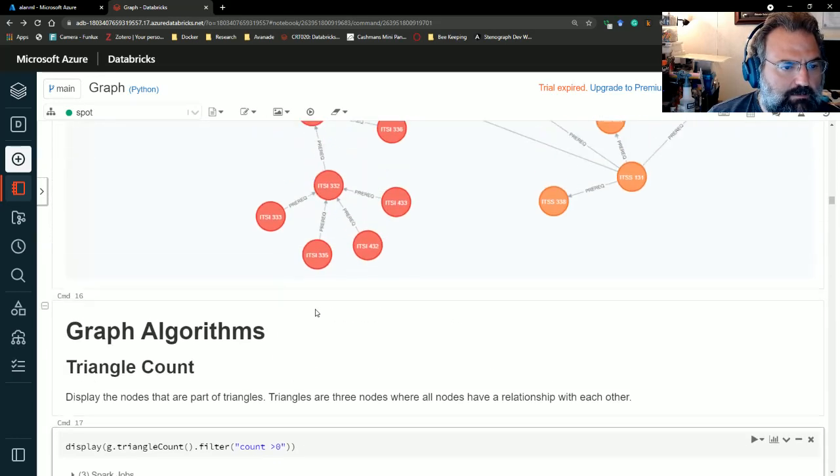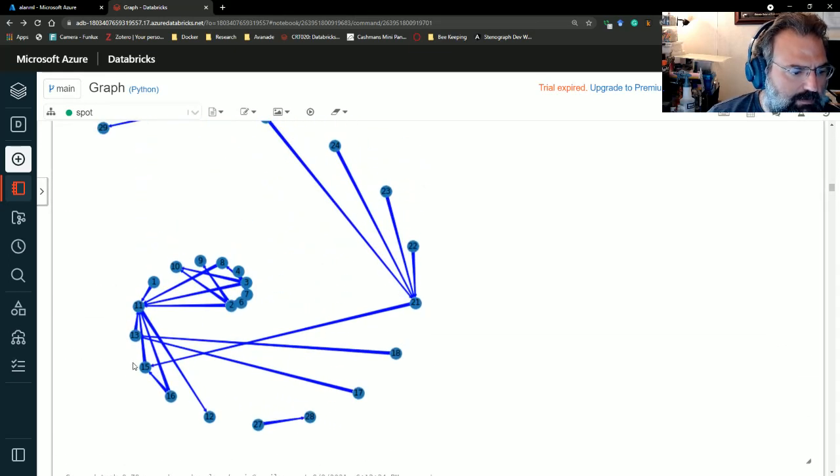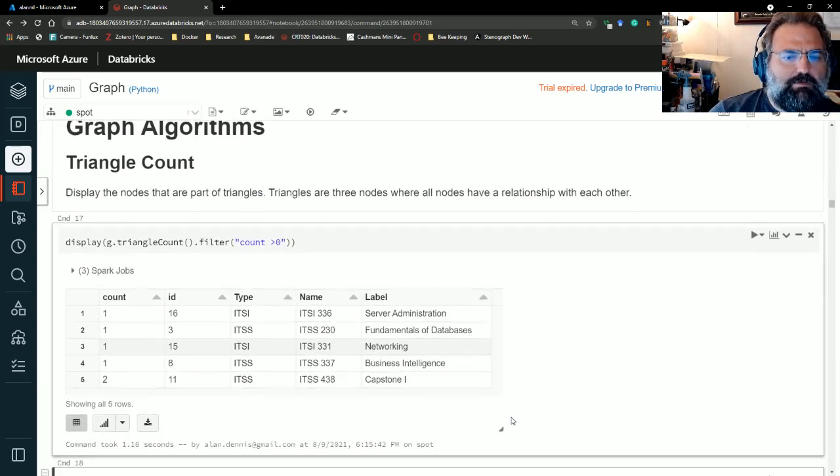So if we take a look up here at 16, we should be able to see that there is indeed a triangle here, right? So it's basically that sort of thing. It doesn't necessarily depend upon the direction of the arc. It just means that it's one of the ones involved in it. It's a way of looking at a relationship within essentially a neighborhood of the graph.